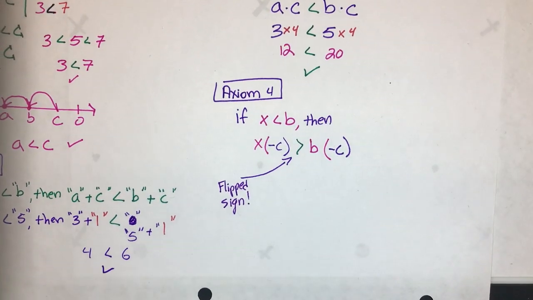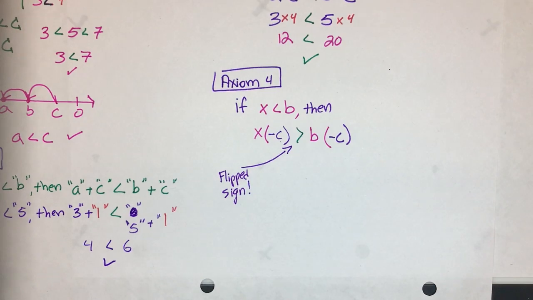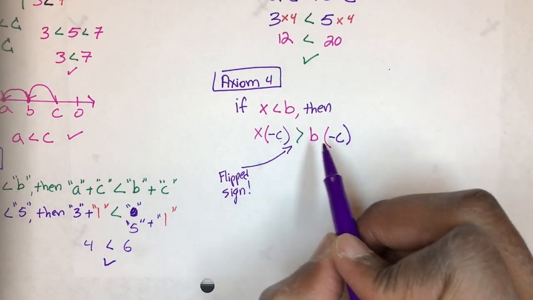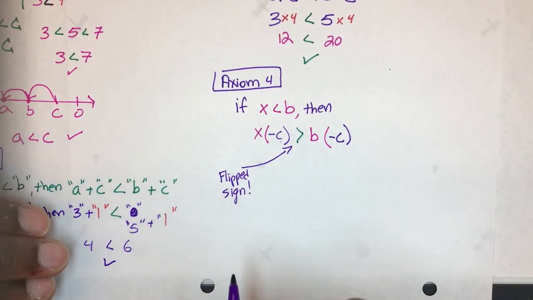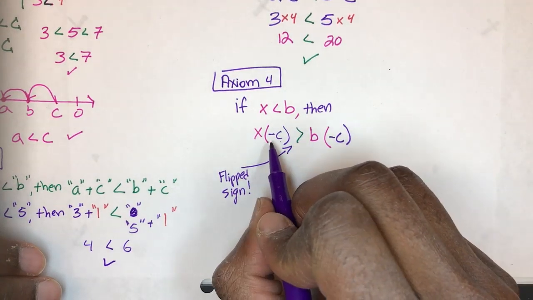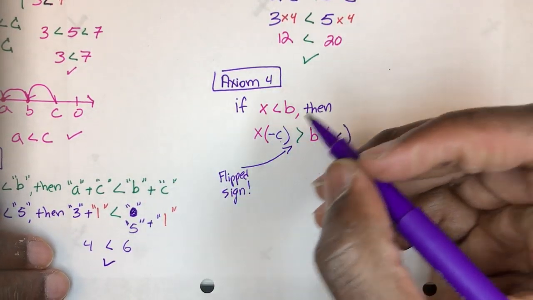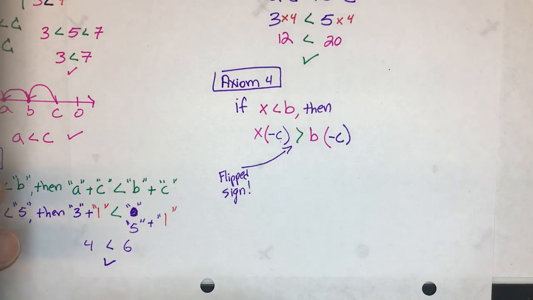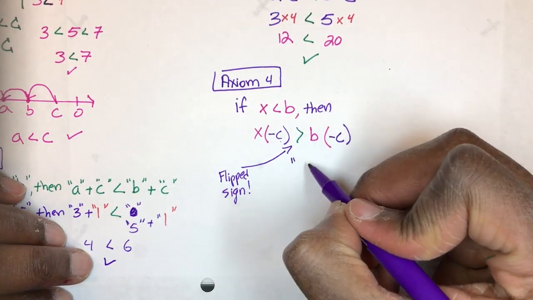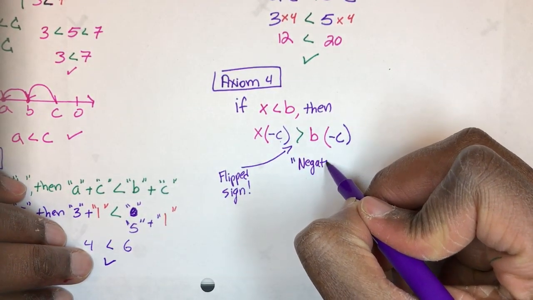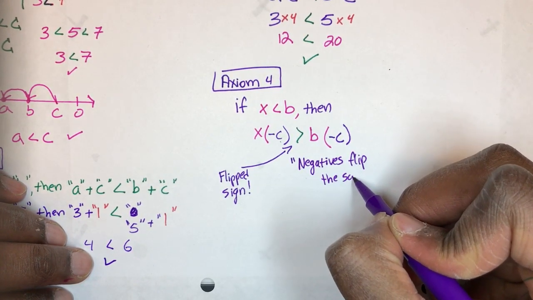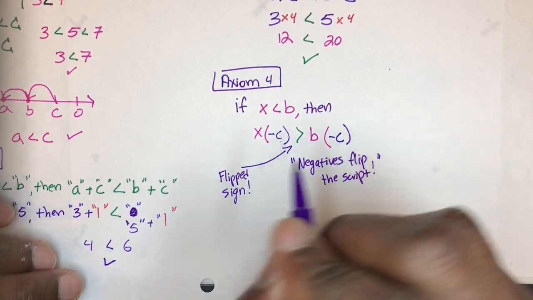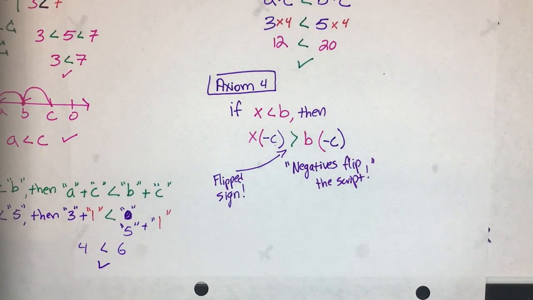And why is that true? Well, that's true because of the multiplying by a negative. When you multiply by a negative, the parameters of what you're talking about change. I'll show you what that means. Watch. Okay. So what we need to know is that multiplying or dividing by a negative flips the script, right? Negatives flip the script. Negatives flip the script. I'll even write that down. Negatives flip the script.